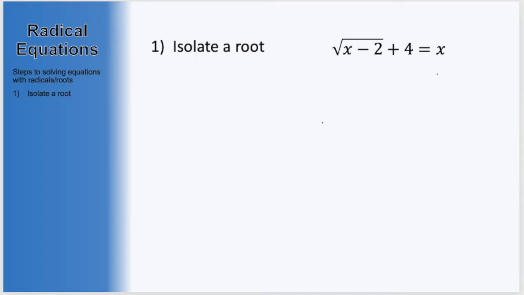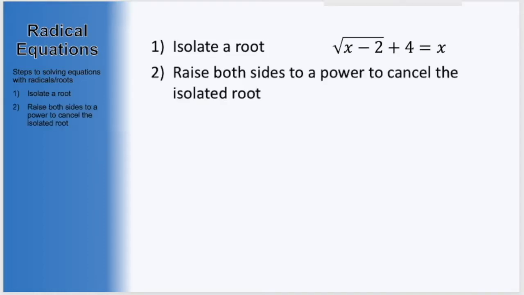The first step is to isolate the root. That is, get it on one side of the equation sign by itself. If there is more than one root in the equation, just isolate one to start out. The next step is to raise both sides of the equation to a power that cancels out the isolated root. For square roots, this would require us to square both sides of the equation. For cube roots, cube both sides, and so on.